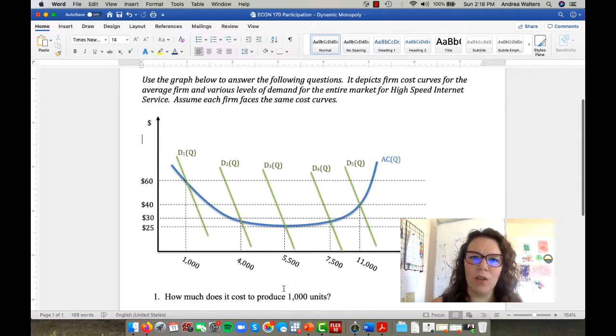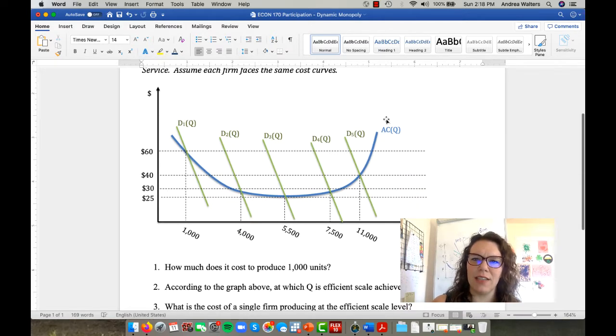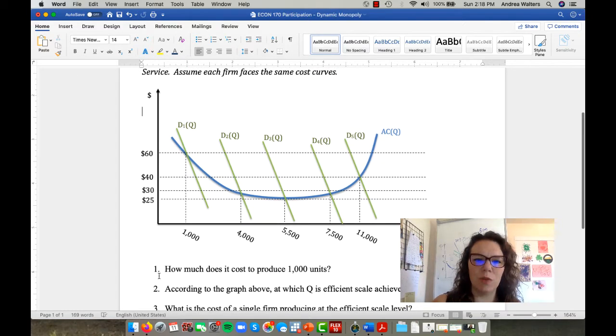We're assuming all firms face this same AC curve, so average cost is a function of quantity. First, a simple question: how much does it cost to produce 1,000 units? We see the demand curve crosses the average cost curve right here at 1,000 units. That tells us it costs $60 on average per unit to produce 1,000 units, because here's the 1,000 units mark and here's the average cost curve. At a production level of 1,000 units, it costs $60 per unit. So far, so good.